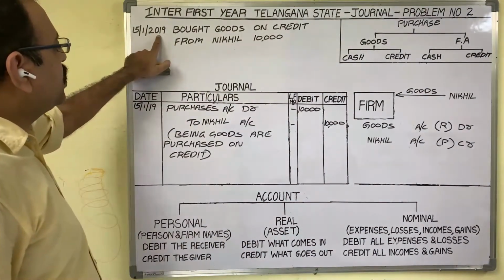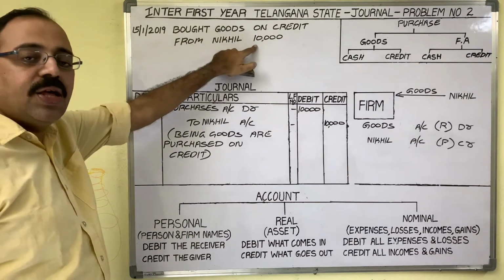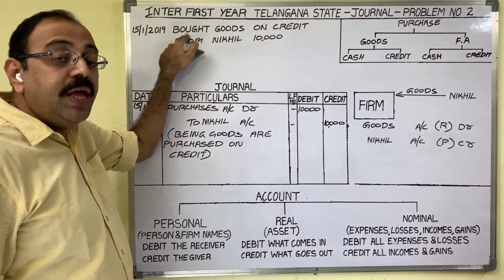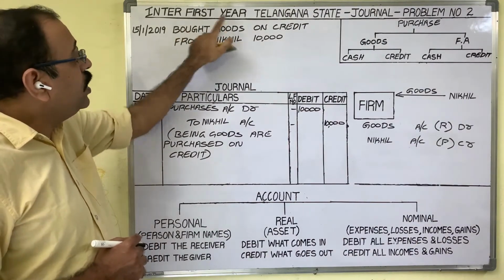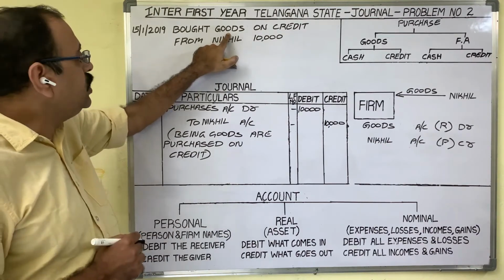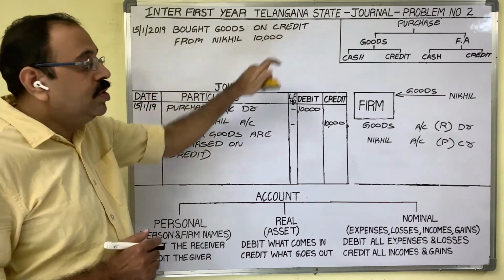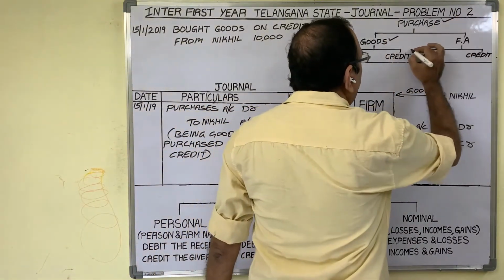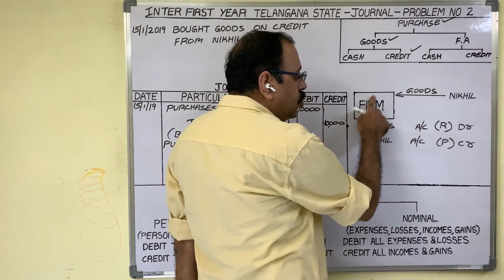15th date transaction is bought goods on credit from Nikhil, 10,000 rupees. Bought means purchases, no? Again, a purchase transaction is given. Observe 2 points. What have they purchased? Goods. And how have they purchased? Clearly it is given on credit. Goods are purchased on credit from Nikhil.